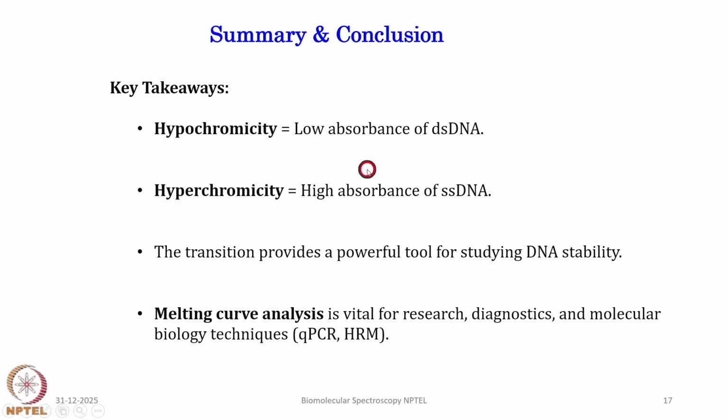So, what we can summarize now, today we discussed or re-emphasized hypochromicity, low absorbance of double stranded DNA, and hyperchromicity, high absorbance of single stranded DNA. And this transition provides a powerful tool for understanding DNA stability, and we can use this concept for many things. One of them is qPCR or HRM methods. This is used for research, diagnostics or many other molecular biology approaches, right. So, you can make a device out of this to detect even a virus or a bacteria or any pathogen or mutation that is happening, right.